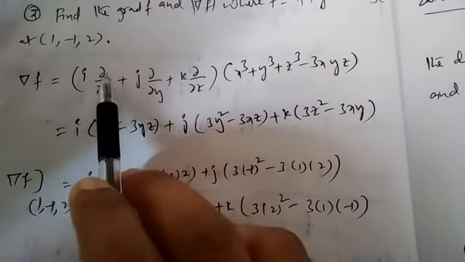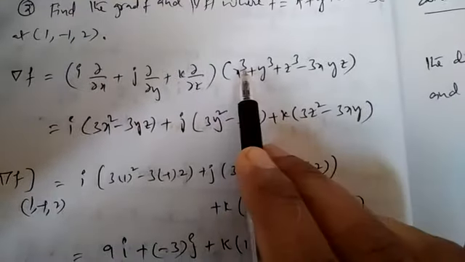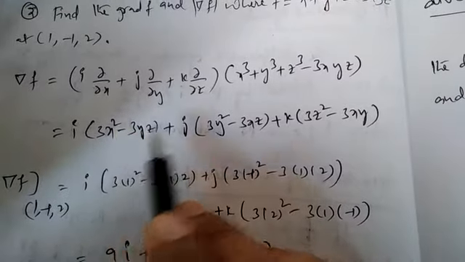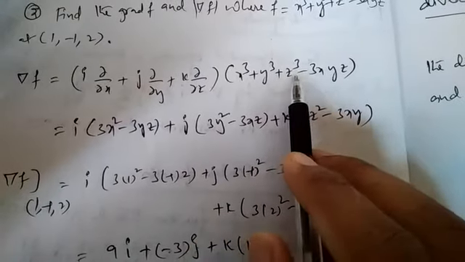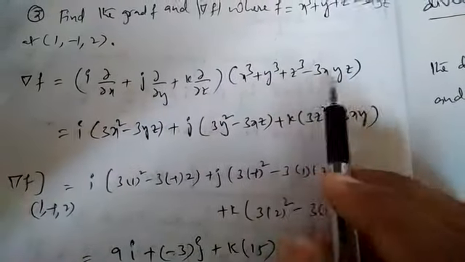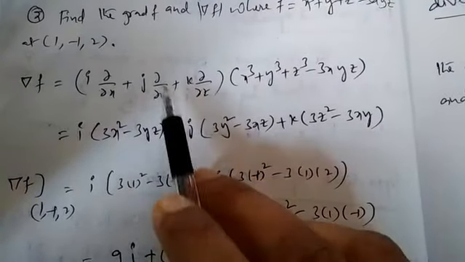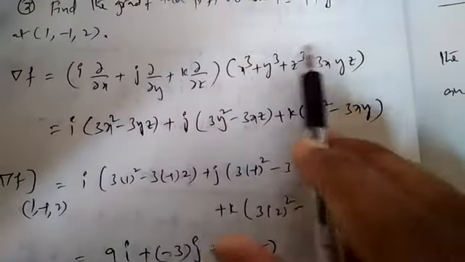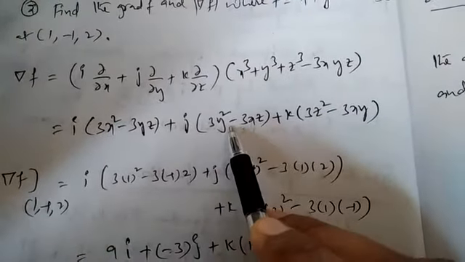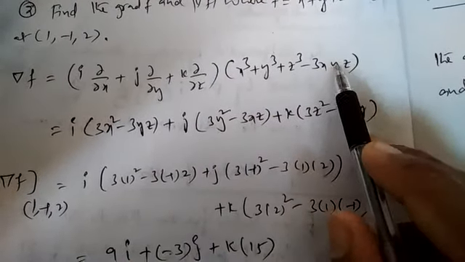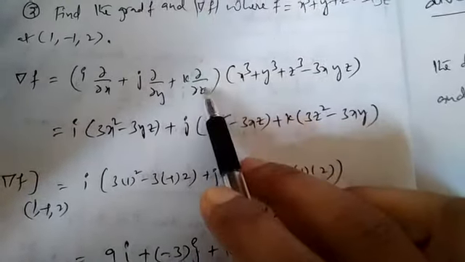Now we need to apply this to each term. i into ∂/∂x of f. We differentiate with respect to x. The derivative of x square is 2x, the y square derivative is 0 since there is no x term, the z square derivative is 0, and minus 3xy with respect to x is minus 3y, since the x derivative is 1. Plus j into ∂/∂y of the total term. The x square derivative is 0, the y square derivative is 2y, minus 3x, since the y derivative is 1, plus similarly the derivative with respect to z, k into ∂/∂z.